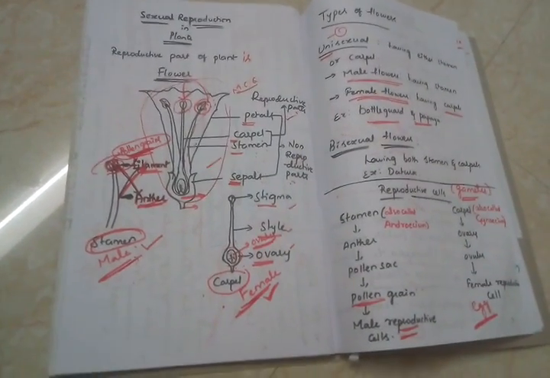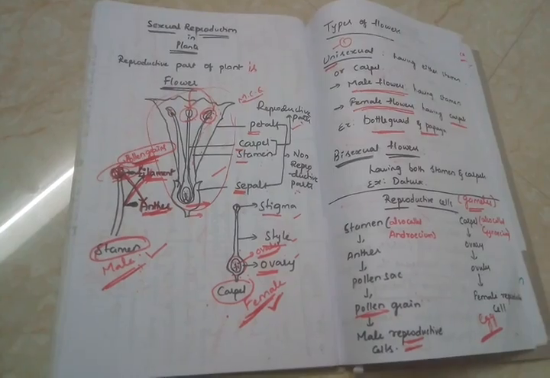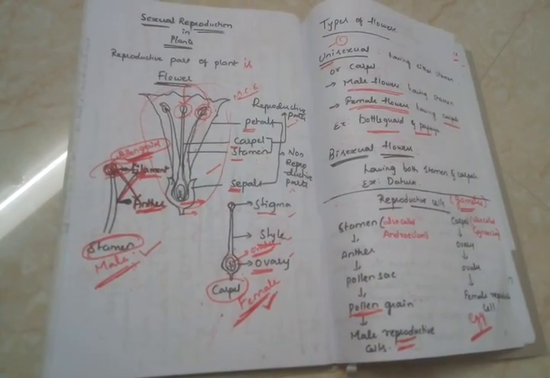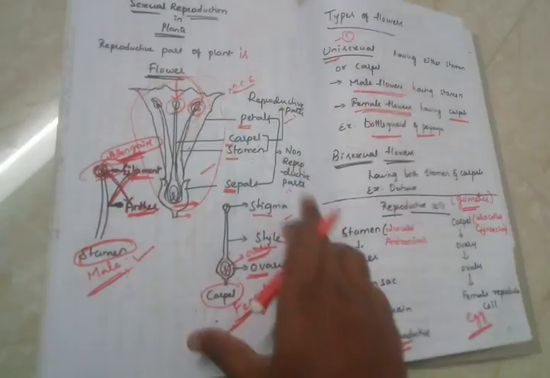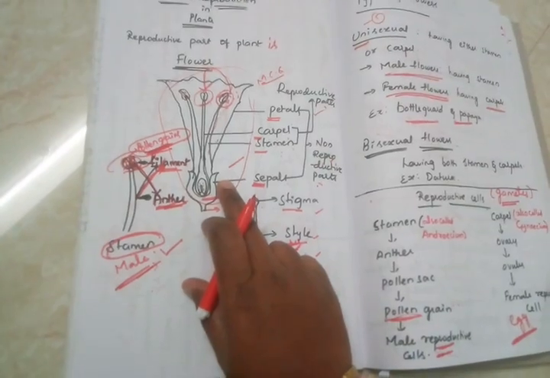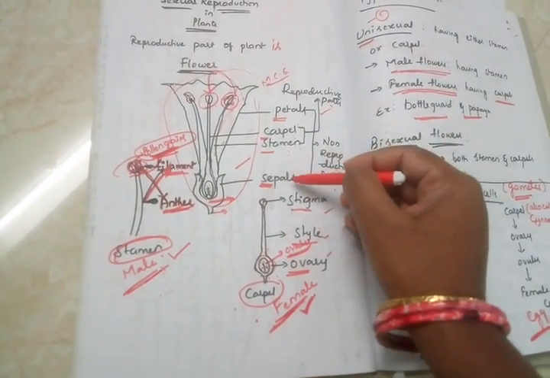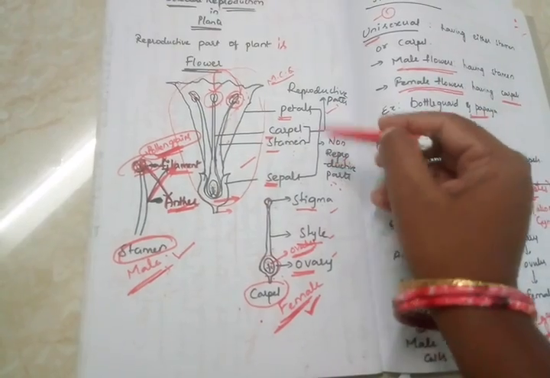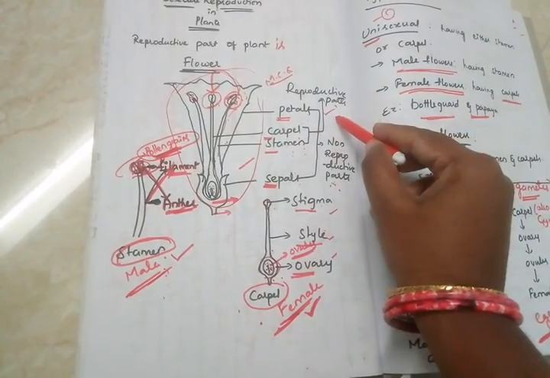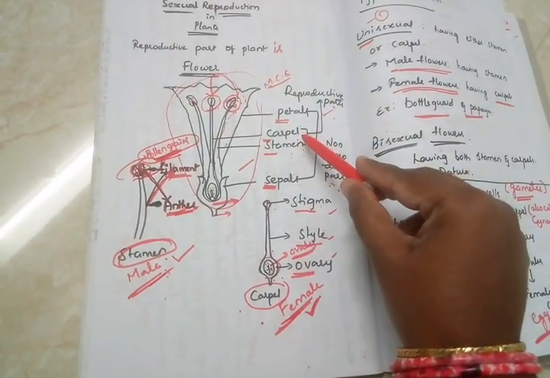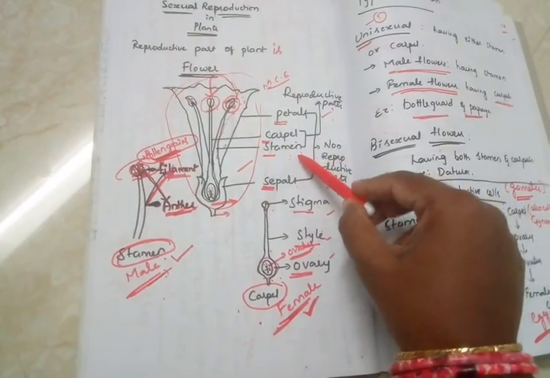And finally, we will go for a quick revision about the complete sexual reproduction in the plants. Okay, we'll see right now. The first one is parts of the flower. Here there are reproductive parts and non-reproductive parts. Petals and sepals are the non-reproductive parts. Carpel and stamen are the reproductive parts. Carpel is the female part and stamen is the male part.